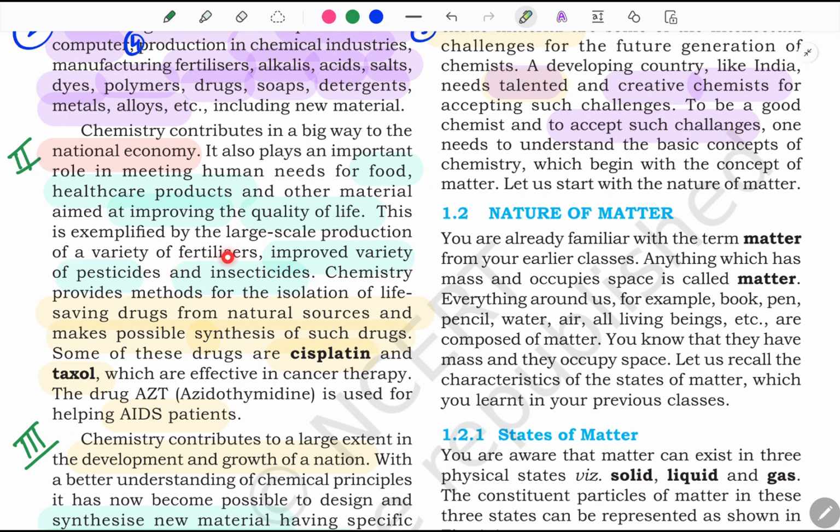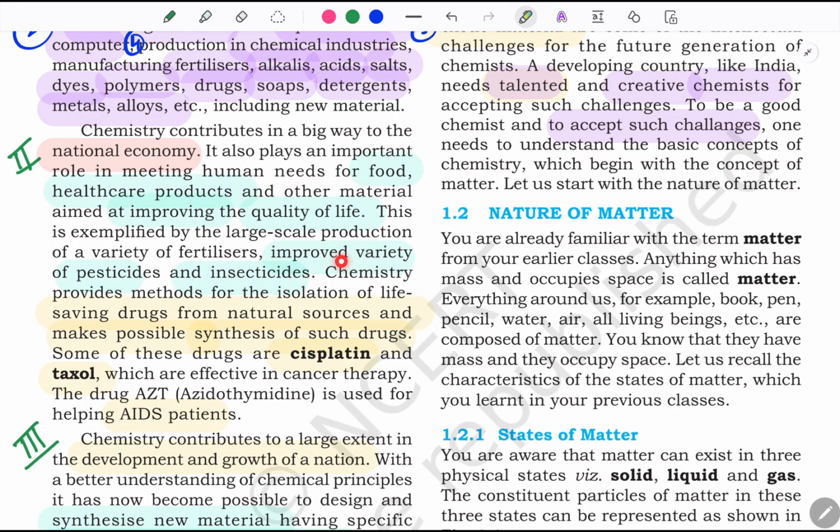Now, for example, we have here the large scale production of a variety of fertilizers. You're not using just one fertilizer, but there are a lot of fertilizers. Why are we using these fertilizers? Because we want to improve the production of our crops. Improved varieties of pesticides, because we want pest free crops to come and the yield should be very high, the production should be very high.